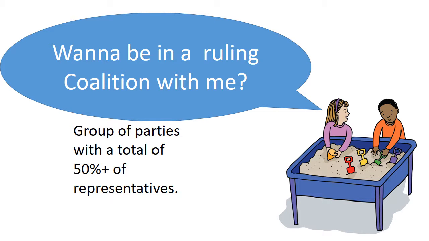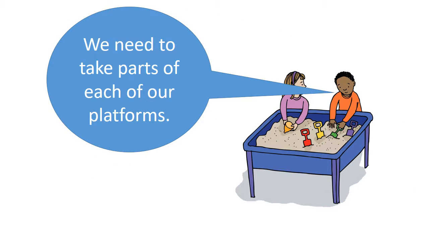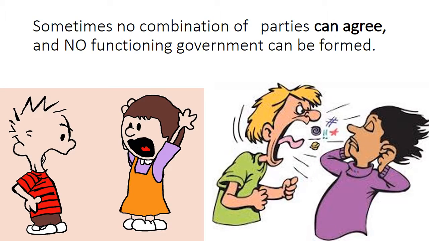Now, ideally, in proportional representation, some governing coalition can be formed. This coalition will have a platform which takes parts of each of the parties' priorities, in theory. And it usually works that way, but not always. Sometimes no combination of parties that add up to more than 50% can agree to be a governing coalition, and in that case, no functioning government can be formed.